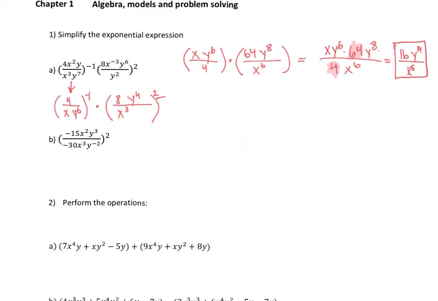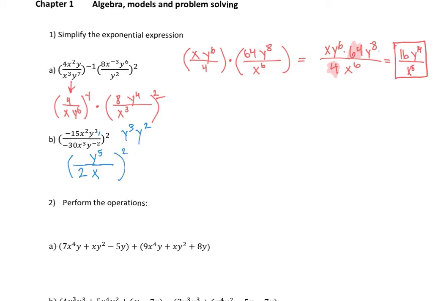All right. B is actually a little bit easier, but we're going to simplify inside the parentheses. So we have negative 15 over negative 30 is 2 in my denominator. Then I have x squared over x cubed is x on the bottom. Then I have y to the cube. I'm going to bring this y up so that it's cubed times 2, so that is y to the 5th on the top.